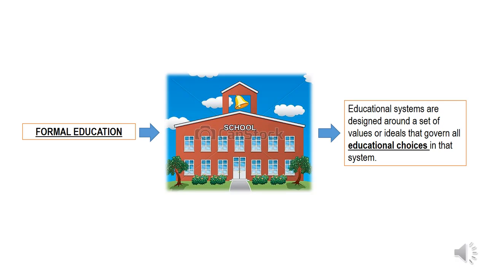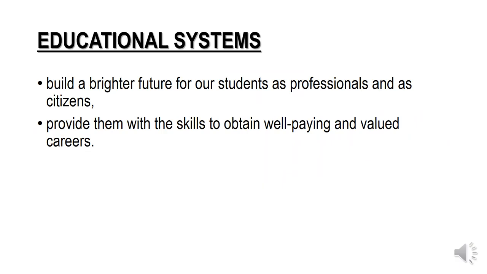Educational systems are designed around a set of values or ideals that govern all educational choices in that system. So those educational choices include the type of curriculum, organizational models, design of the physical learning spaces, student-teacher interactions, methods of assessment, class size, educational activities, and more. The objective of educational systems are, of course, to build a brighter future for our students as professionals and as citizens and provide them with the skills to obtain well-paying and valued careers.